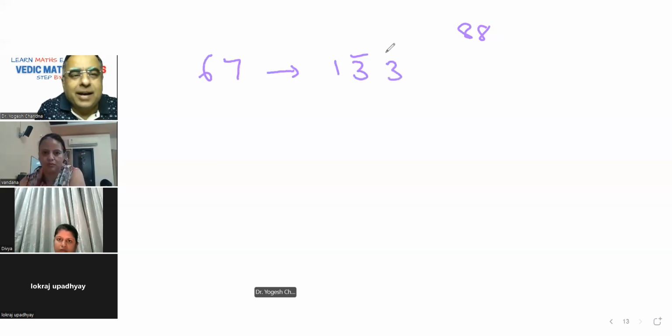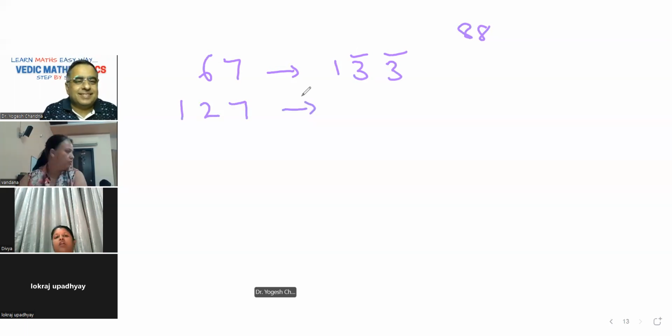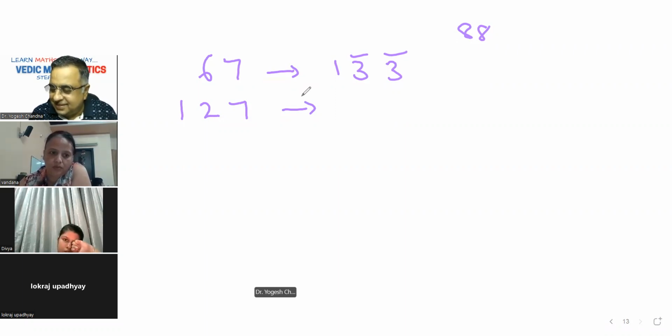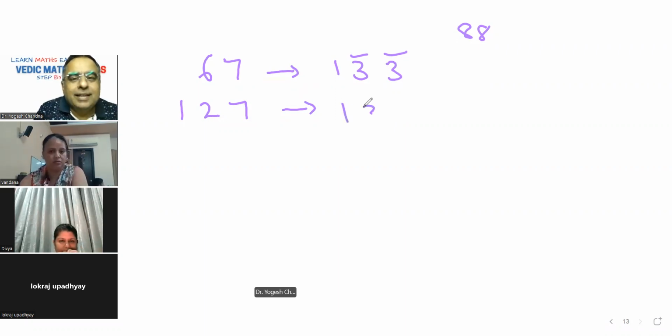Okay, just now we did 67. It was 1 3 bar 3 bar, correct? Yes, sir. Now if I have to do 127, what is that? Bar. So it will remain as it is. 1 3 3 bar 2 will remain as it is and 0. 1 3 3 bar. 1 3, good. 3 bar.